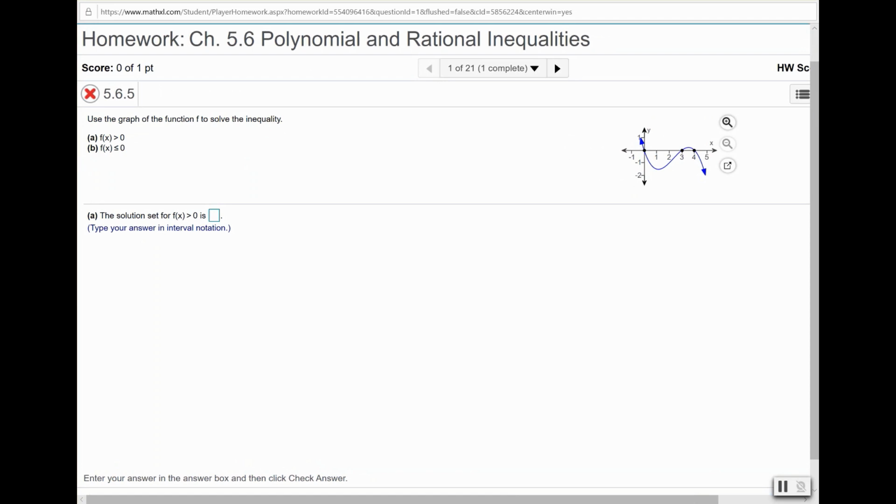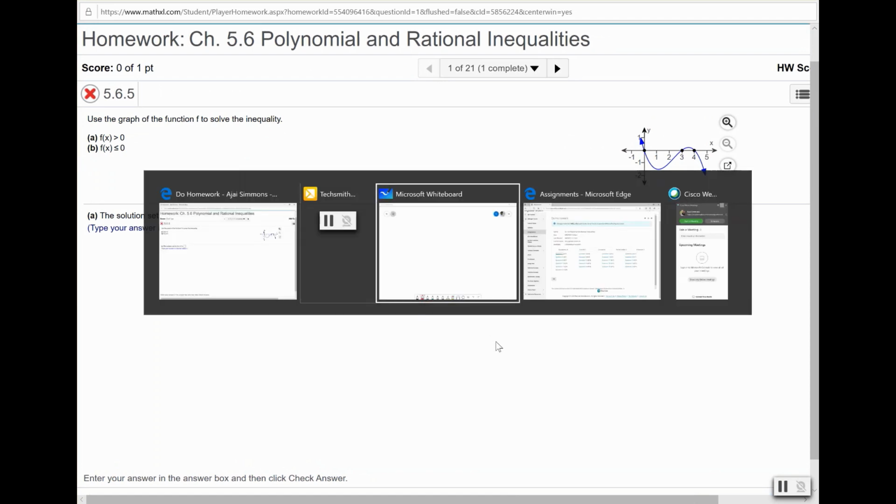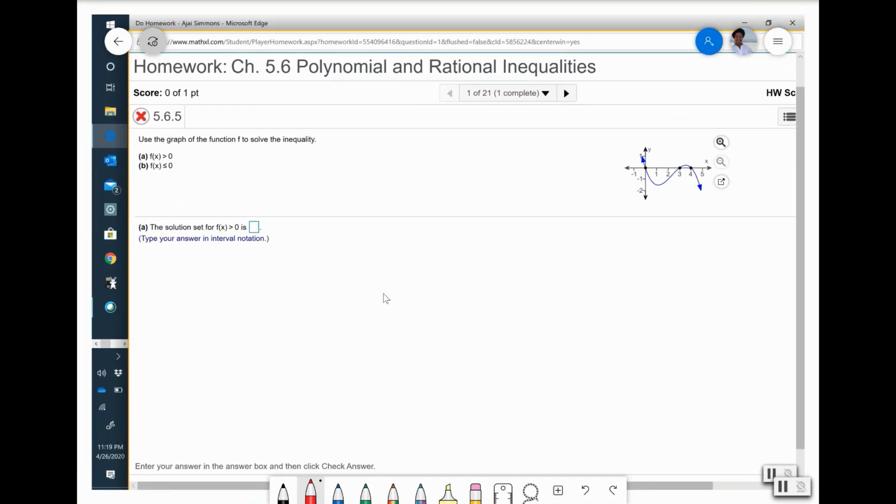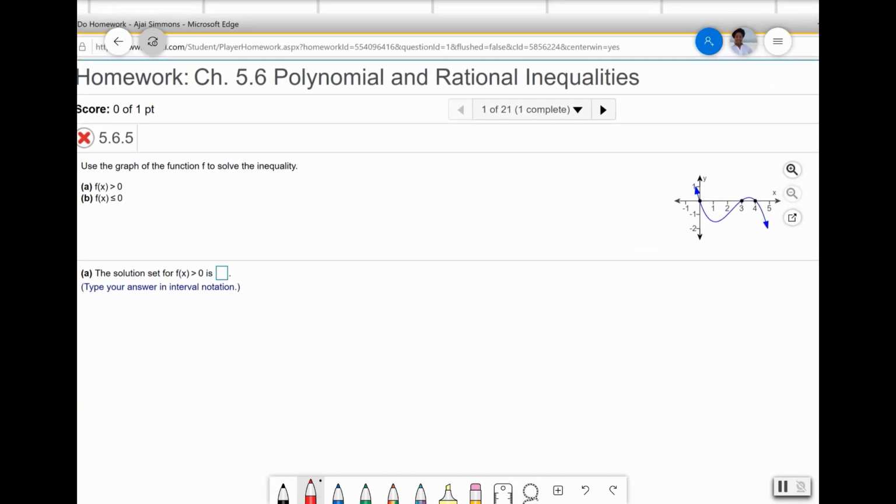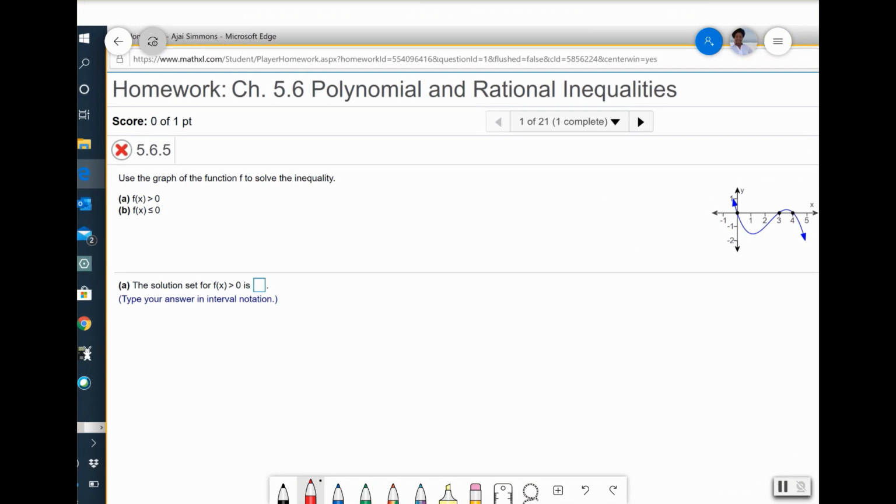So let me screenshot this and take it here. The first part, part A, is asking where is the f of x greater than 0? Where is the f of x greater than 0? So f of x is like y, right? If I said this in another way, I would say where is y greater than 0?